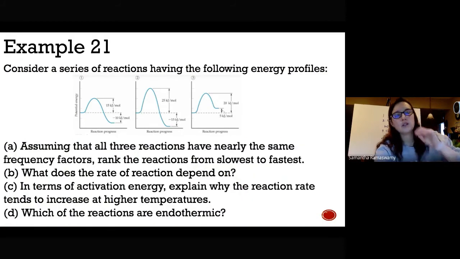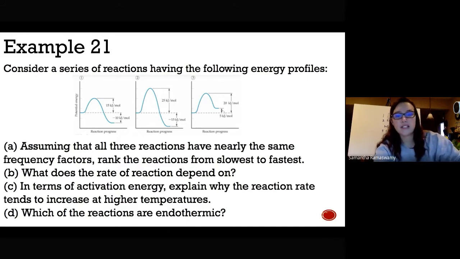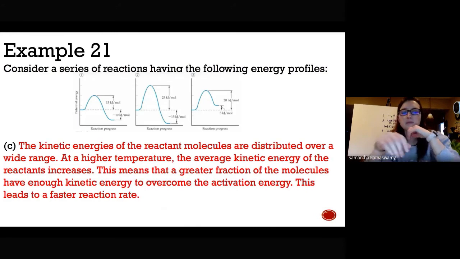Part C is a really important question, so I want you to put a star next to part C, because it is important for answering conceptual questions on the AP exam. In terms of activation energy means that you have to talk about activation energy in your response. So, in terms of activation energy, explain why the rate increases at higher temperatures.